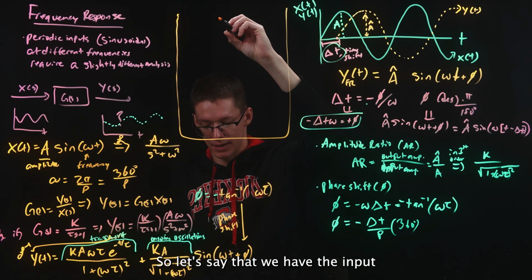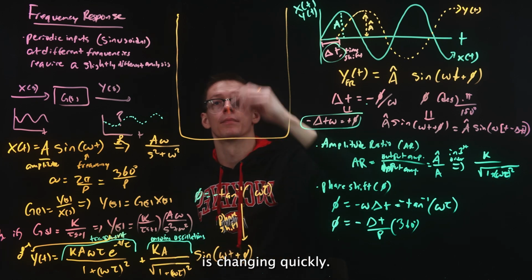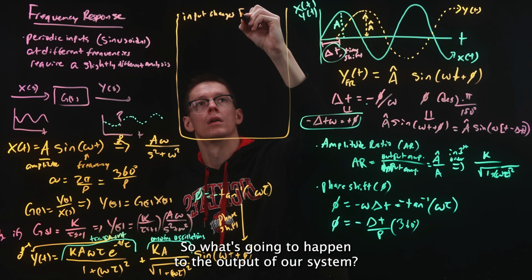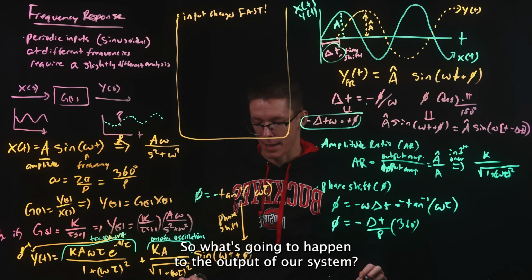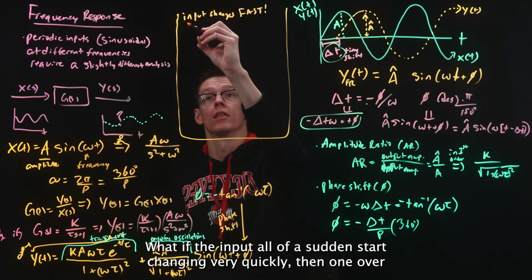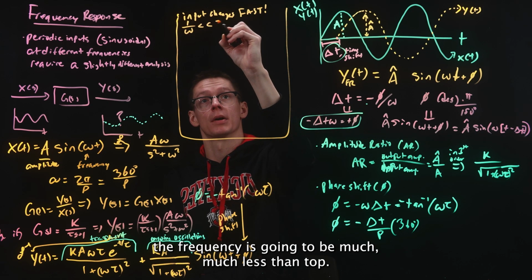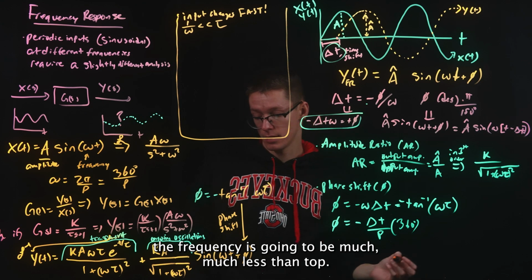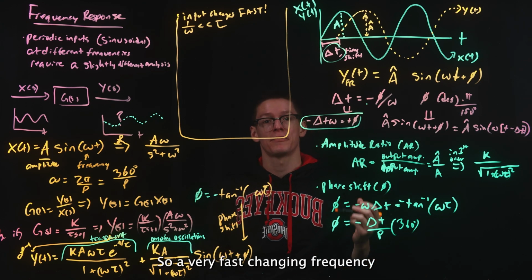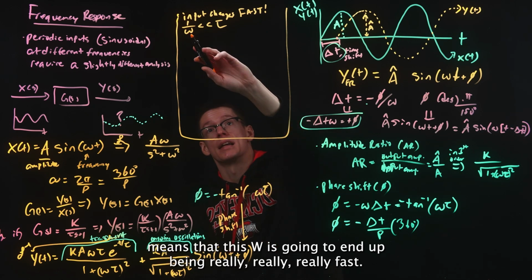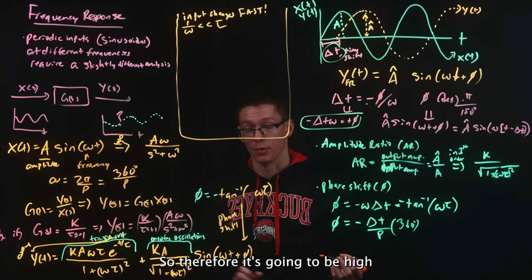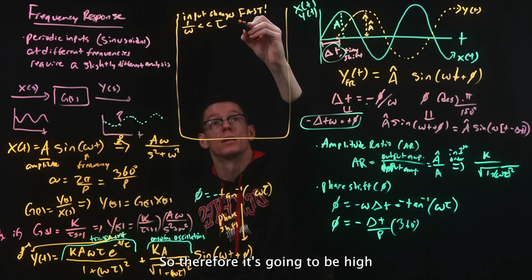So let's say that the input is changing quickly. What's going to happen to the output of our system? Well, if the input all of a sudden starts changing very quickly, then 1 over the frequency is going to be much, much less than tau. And why would that necessarily be true? A very fast changing frequency means that this W is going to end up being really, really fast, so therefore it's going to be high.